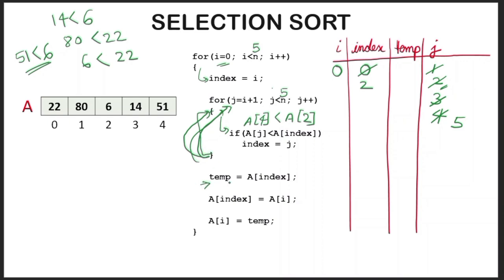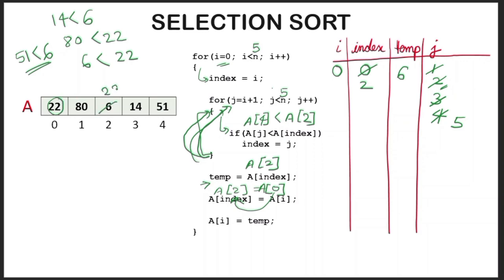What is this? Temp is equal to a of index. What is index? A of 2. So what is a of 2? A of 2 is your 6. So temp is assigned value 6. Now a of index, that is a of 2, is given a of I. What is I value? A of 0. So a of 0 value, that is 22, is assigned to a of 2.